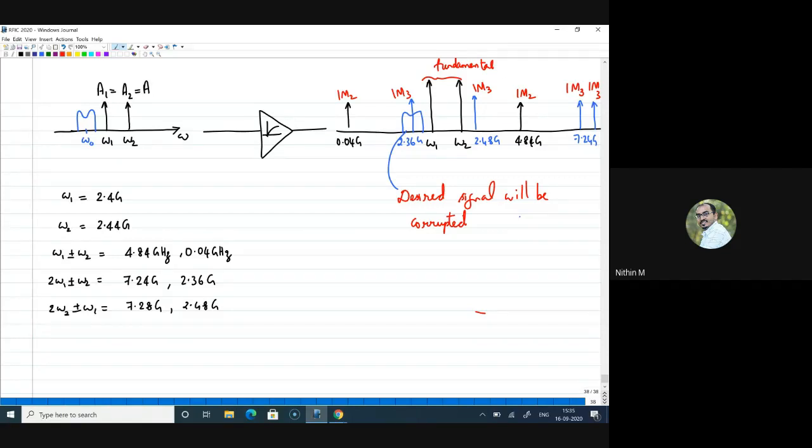Then I am now bringing in the actual desired signal, which is already there, right? I did not consider this desired signal in the beginning. In fact, this amplifier is actually to process this desired signal, but it happened that along with this desired signal, there are two strong interferers. And by looking at the intermodulation products, there are all chances that some components will definitely fall onto this desired signal, which can corrupt the desired signal.